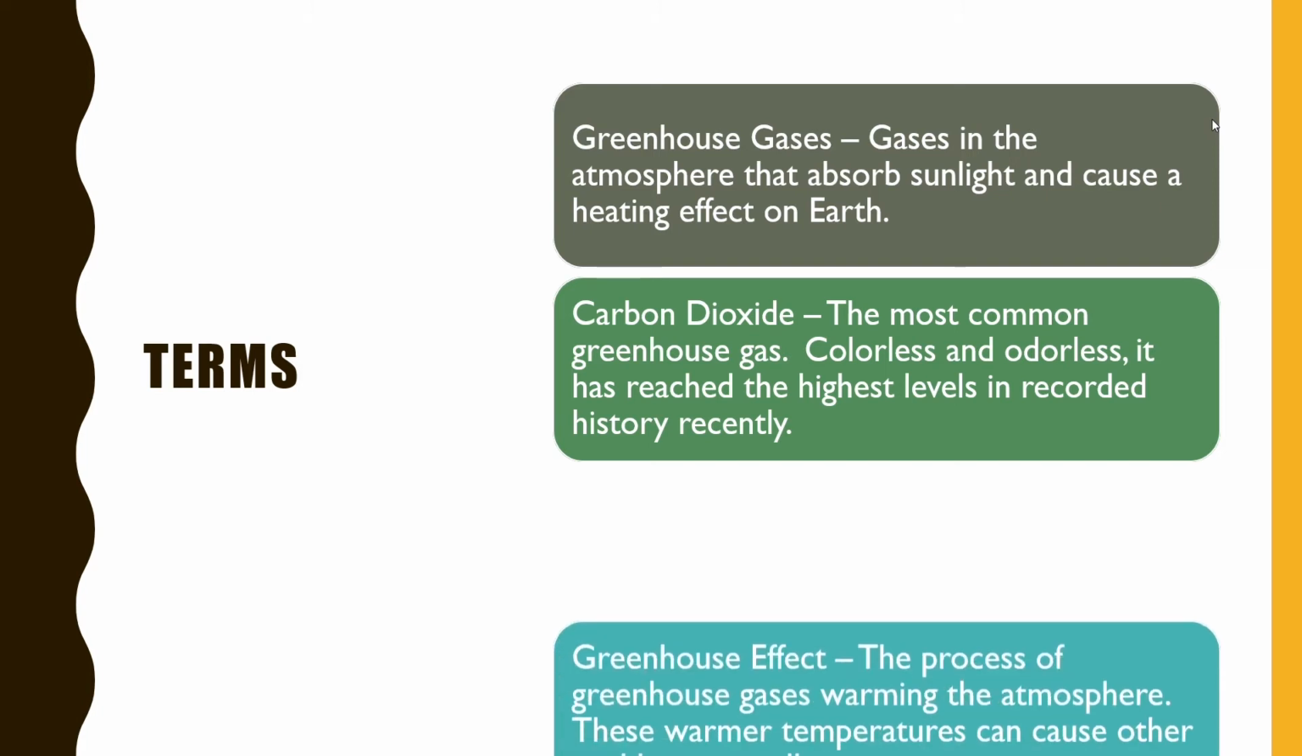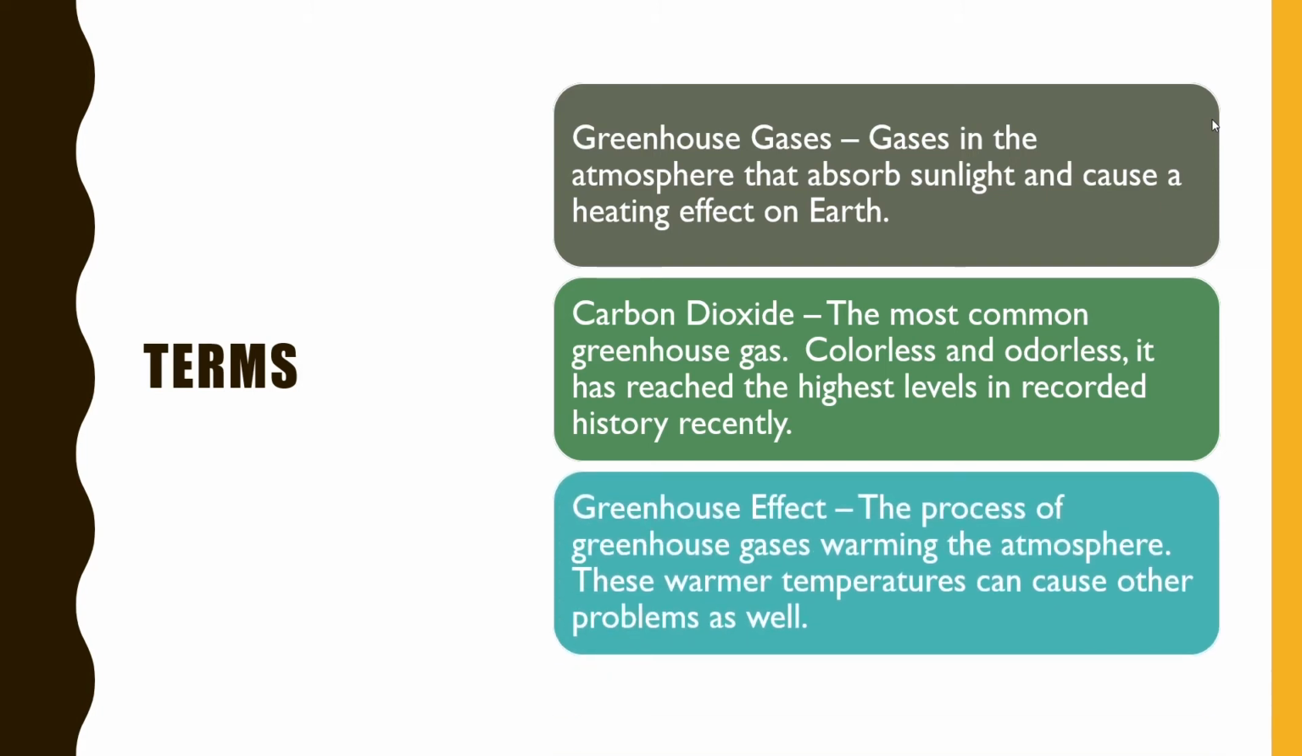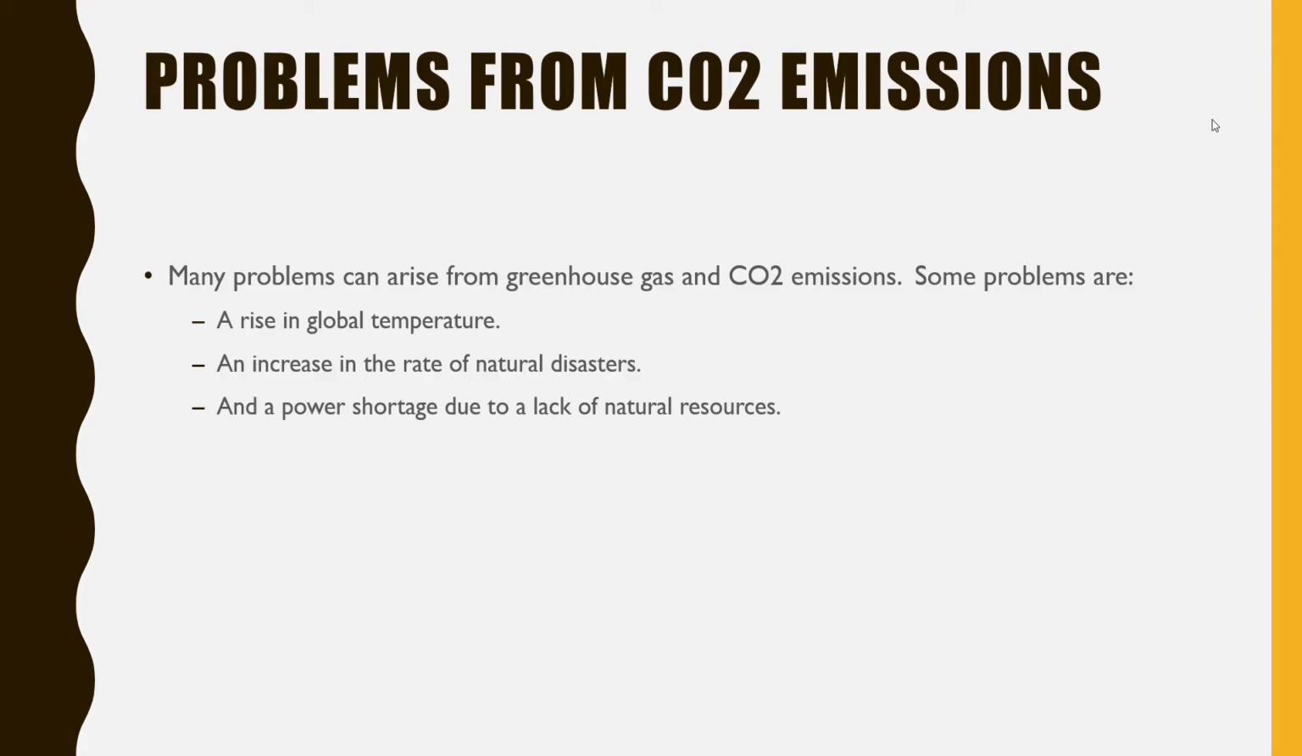The greenhouse effect is the process of greenhouse gases warming up the atmosphere. These warmer temperatures can cause other problems as well. Some of the problems that CO2 emissions can cause can be a rise in global temperature, an increase in the rate of natural disasters, and a power shortage due to a lack of natural resources.